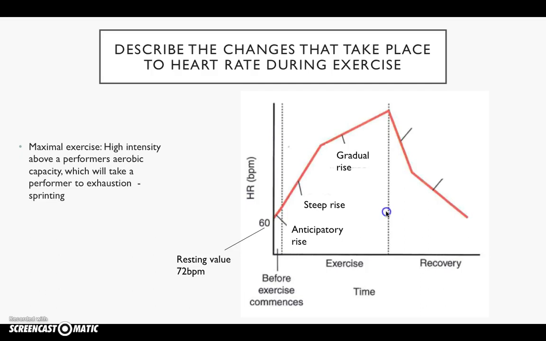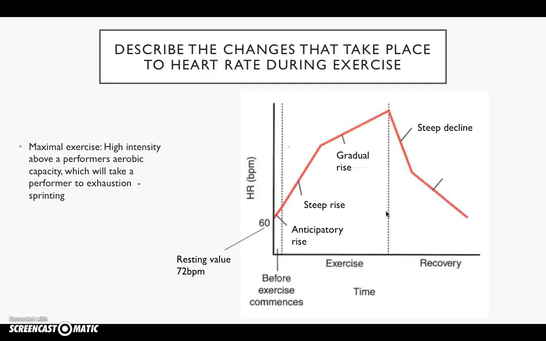So we're just going to call that a gradual rise. Okay, so you get a gradual rise when it comes to maximal exercise. I want that to be point 5 on your Cornell notes, but this only relates to maximal work. And then finally, we have the steep decline again, which is due to the fact that oxygen debt has been repaid.